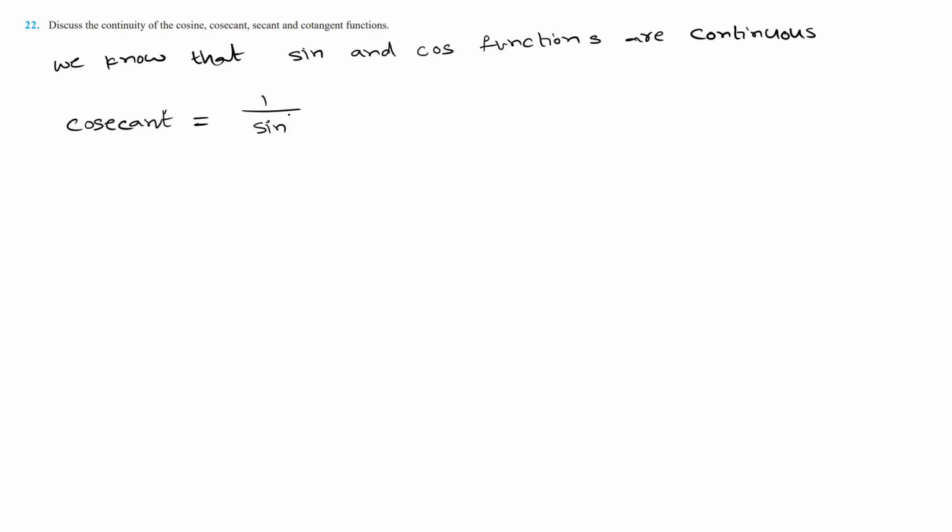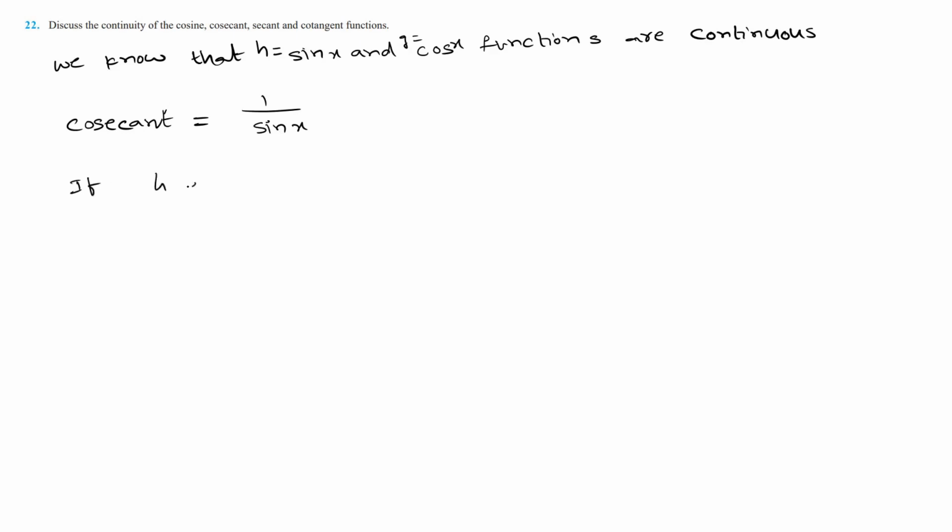Here the sine function is also continuous. Why? Because we already proved that the sine function is continuous. So cosecant is nothing but 1 by sine, and since sine is continuous, 1 by h is also a continuous function. If h is equal to sine x and g is equal to cos x are continuous functions, then cosecant, which is 1 by sine x, is also a continuous function.